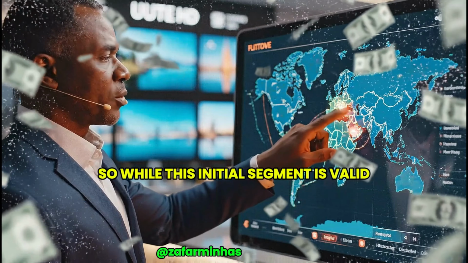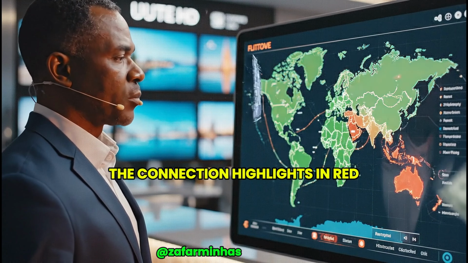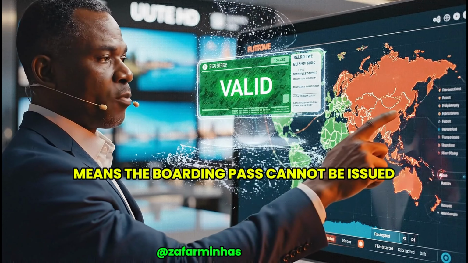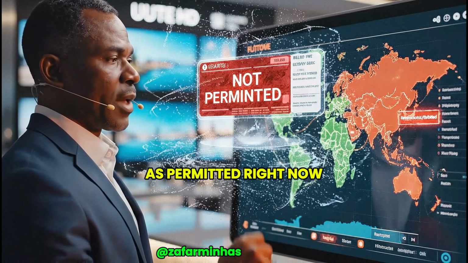So while this initial segment is valid, the connection highlights in red. This restriction means the boarding pass cannot be issued as permitted right now.